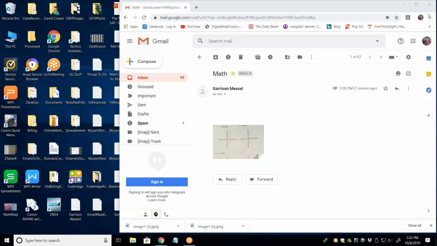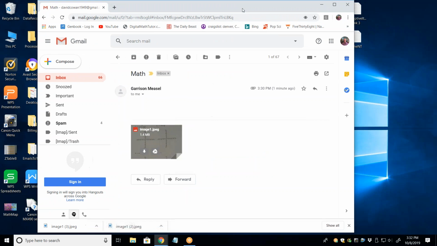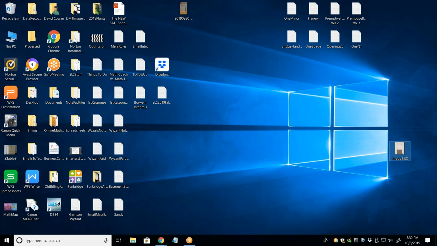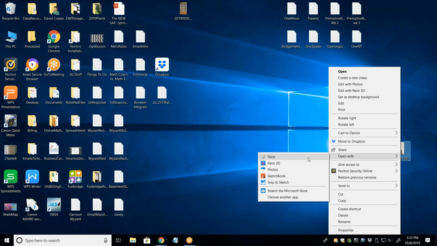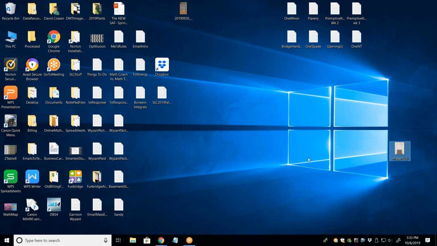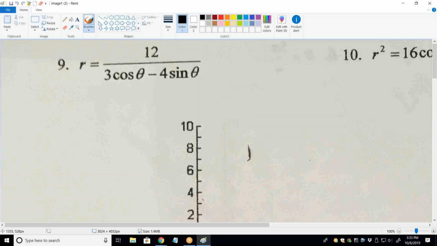Me minimize this. Hold on. Open it. Paint. Actually, I think that might be one of my problems, that I'm using Paint. It messes up my bamboo, whatever you call it.